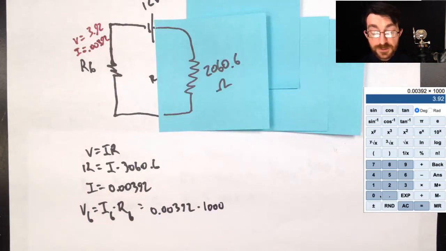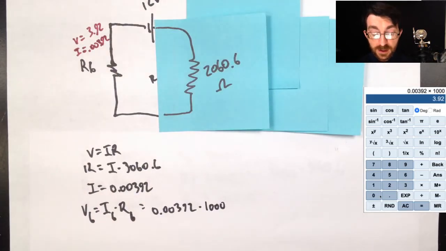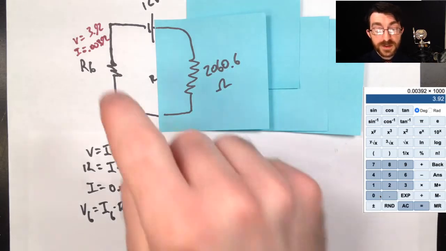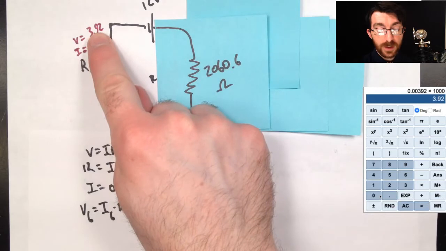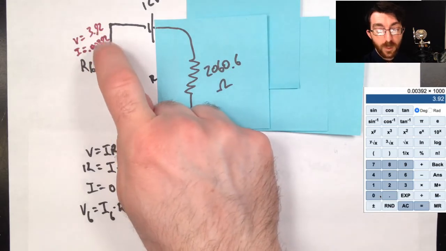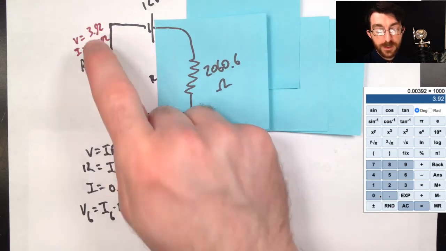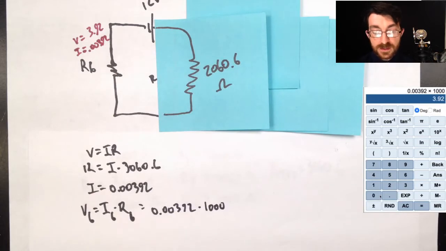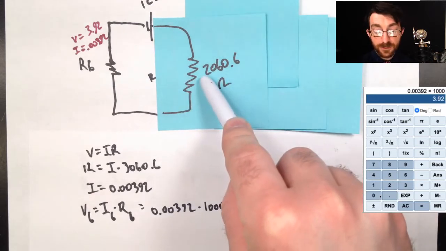I know that's written kind of small, kind of has to be so that it can fit, but if you look very closely, hopefully on a big screen, you should be able to see the voltage is 3.92 and the current is 0.00392. Okay, let's go ahead to this resistor.